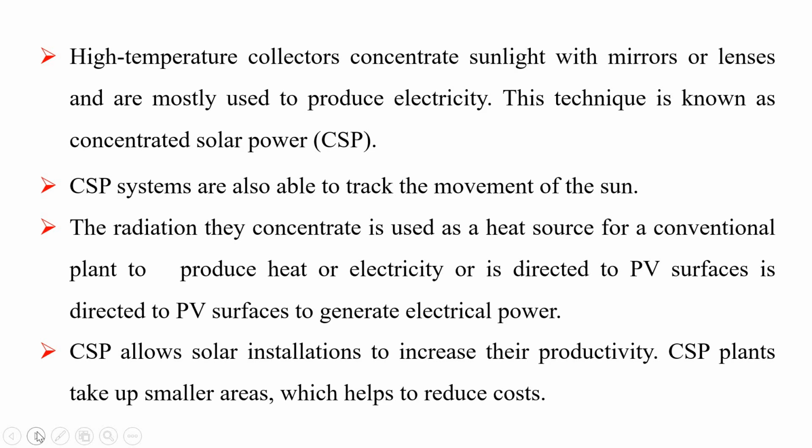Means the concentrated sunlight from mirrors or lenses is used to produce electricity. The collected radiation is used as a heat source for a conventional plant to produce heat or electricity, or is directed onto photovoltaic cell surfaces to produce electrical energy. CSP allows solar installations to increase their productivity. CSP plants take up a smaller area, which helps to reduce cost.